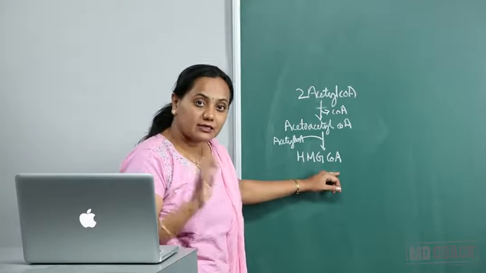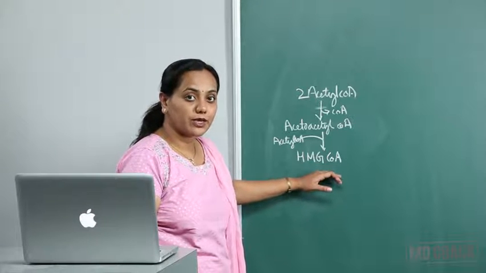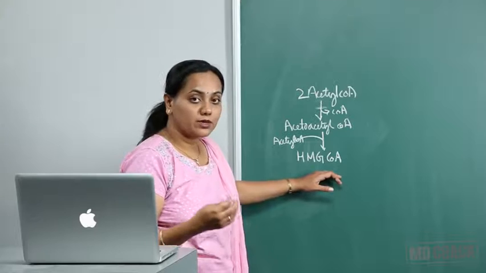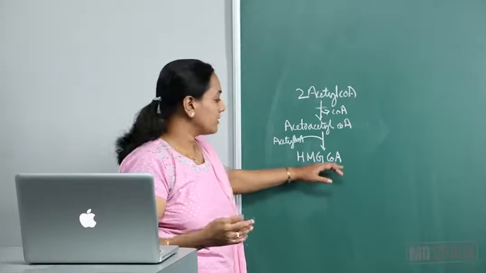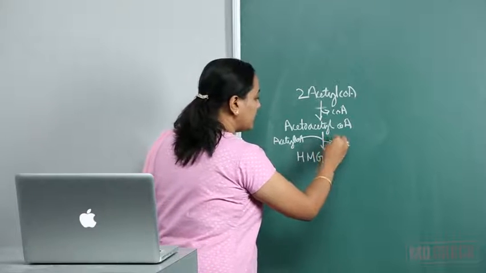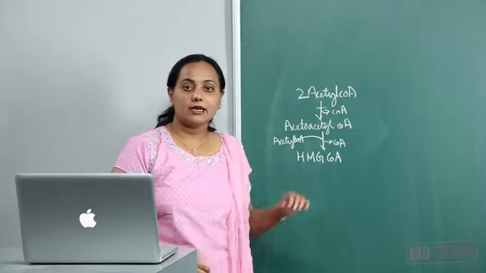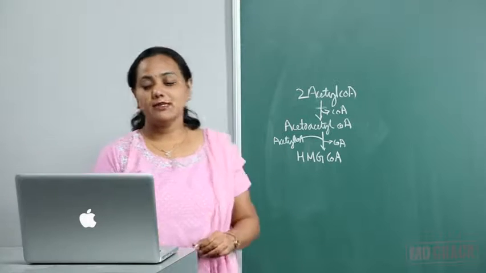HMG-CoA stands for beta-hydroxy-beta-methyl-glutaryl-CoA. Accepted abbreviation is HMG-CoA. You need not worry about the full form of HMG-CoA. So one more molecule of acetyl-CoA is released and it forms HMG-CoA. The enzyme is HMG-CoA synthase.